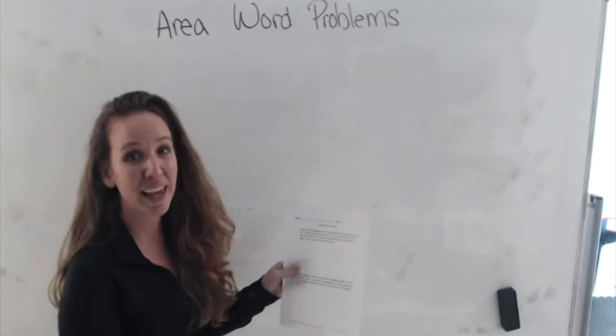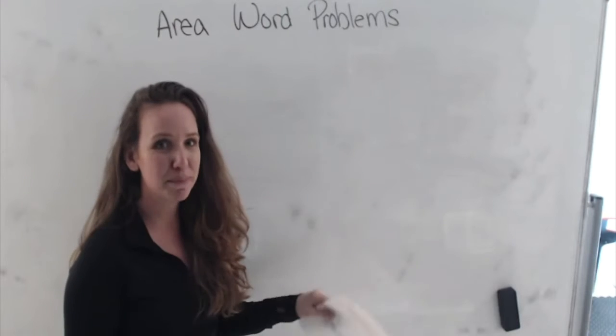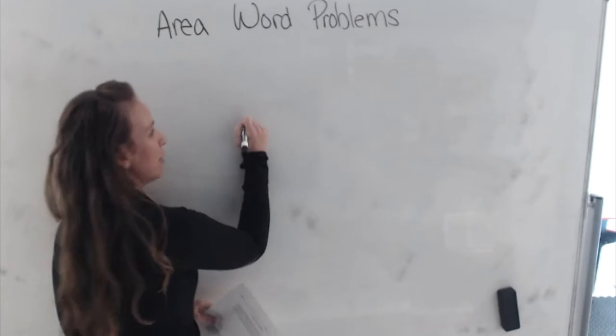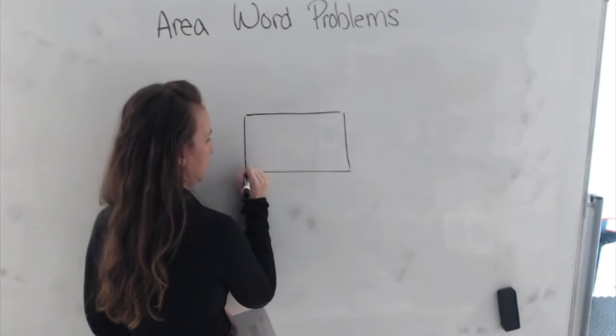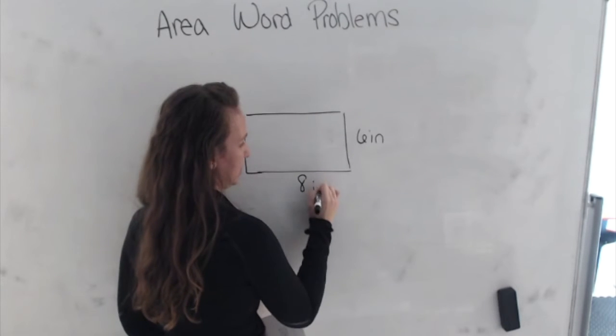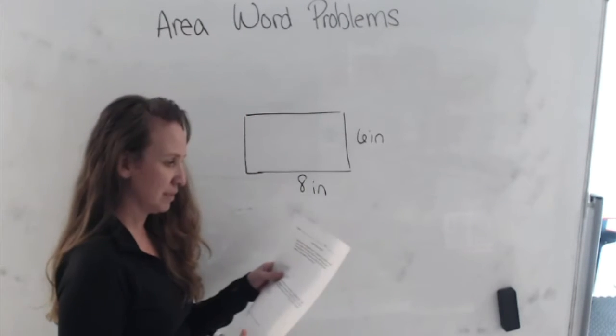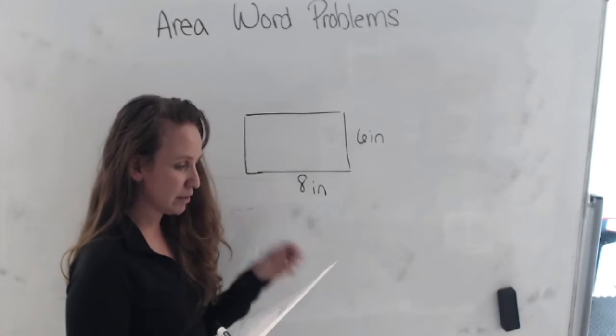Gina has a rectangular piece of cardboard that measures 6 inches by 8 inches. Let's draw that together. So it's 6 inches by 8 inches. So you should underline 6 inches by 8 inches.